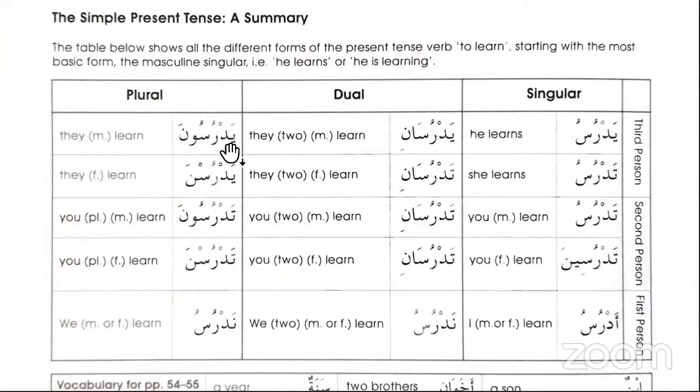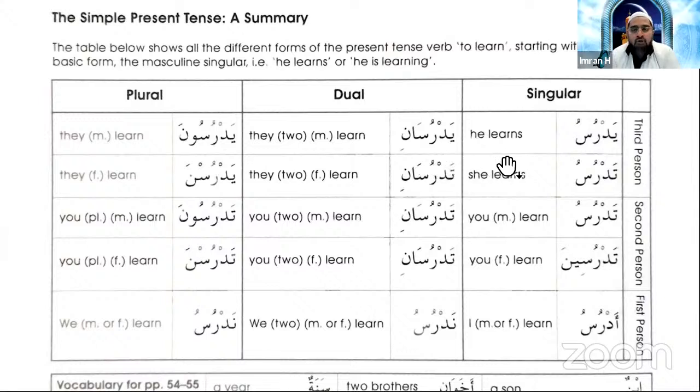Sister Farwa, assalamu alaikum. Alaikum assalam. How are you? Alhamdulillah. Can you start the first six and go through them, and then I'll test you? Yadrusu, he learns. Yadrusani, they two men learn. Yadrusuna, they all men learn. Tadrusu, she learns. Tadrusani, they two females learn. Yadrusna, they all females learn.